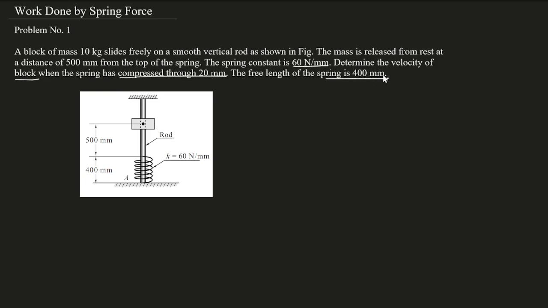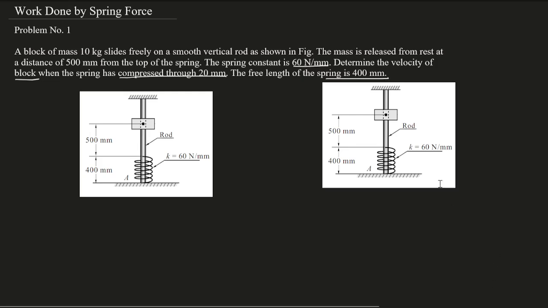Okay, so here they have given all the data. If you see, this is our initial position, first position. After it's been released, the block has come to this point. After coming to this point, the spring has been compressed through 20 mm. So that means this is our second position.